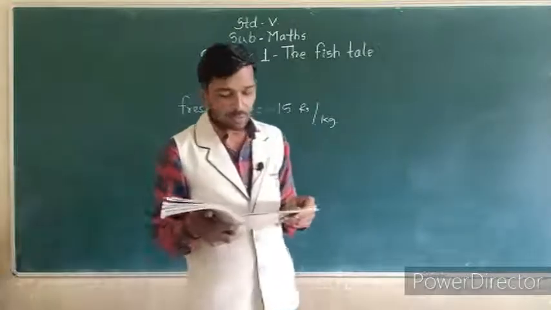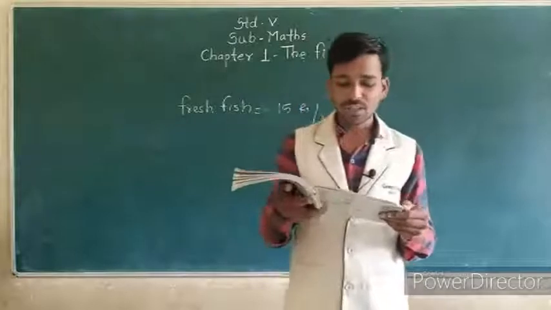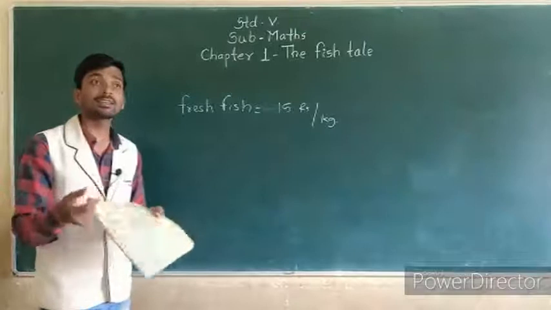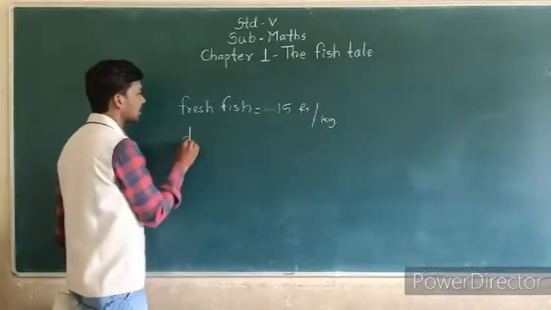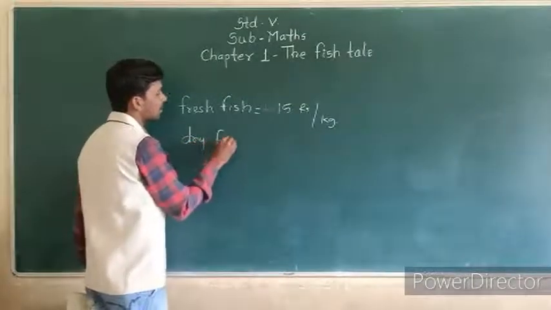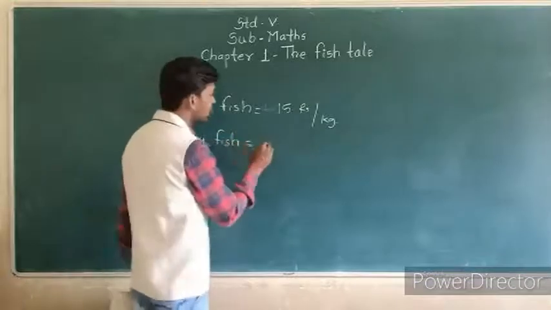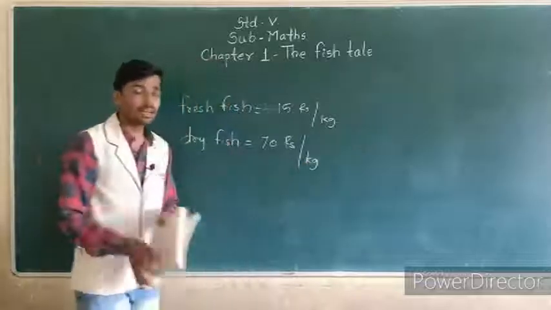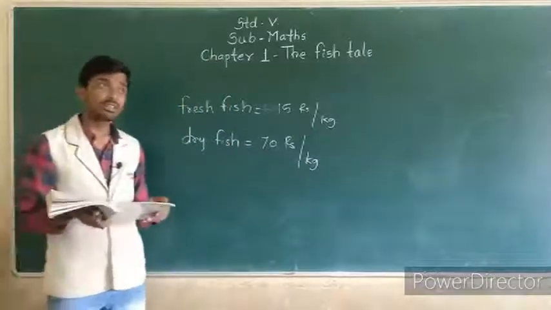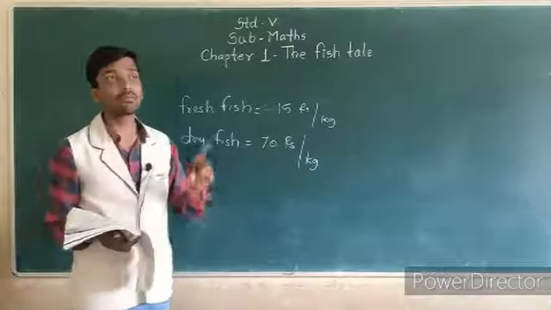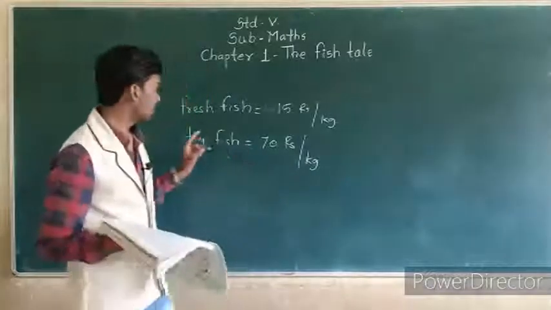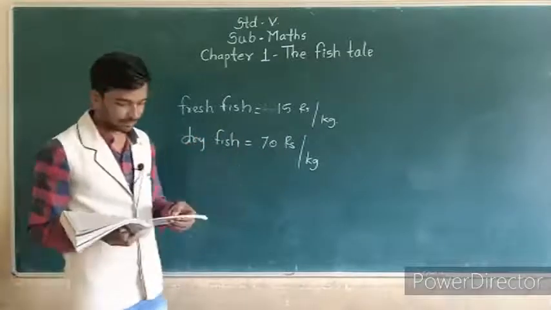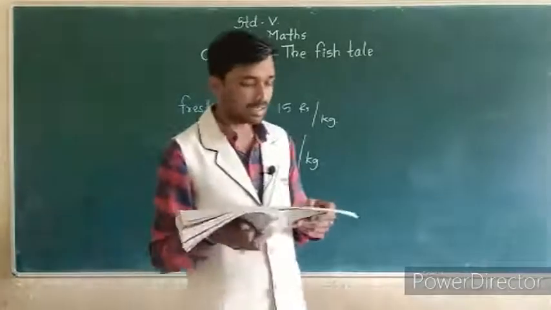We sell dry fish for 70 rupees per kg. When they sell that dry fish, the rate is 70 rupees per kg, which means for 1 kg. What is the rate of dry fish for 1 kg? That is 70 rupees. Next, I will read, listen.